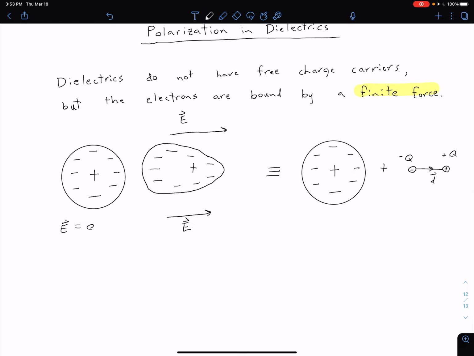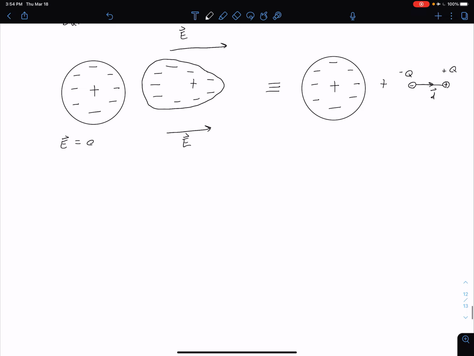And so, of course, as we talked about in the last unit, whenever we're dealing with a dipole, we can characterize that with something called a dipole moment. So our dipole moment is given by P, which is a vector quantity. So Q, which is the magnitude of the charge, so both positive and negative have the same magnitude, and then multiplied by that distance vector D. Okay, so this is only for one atom.